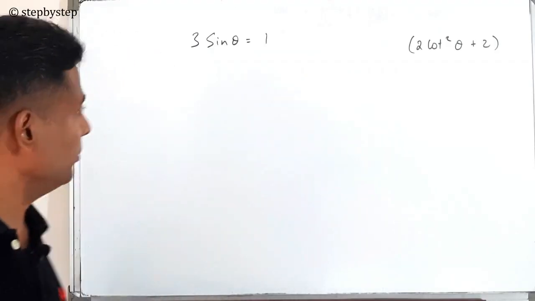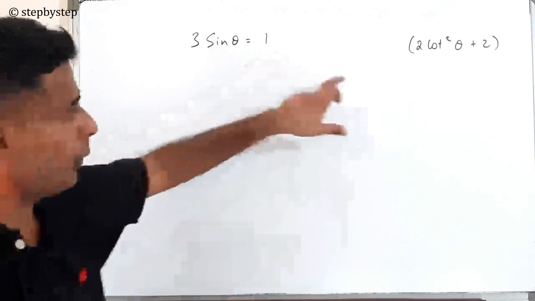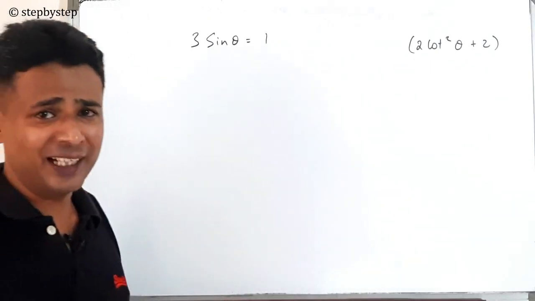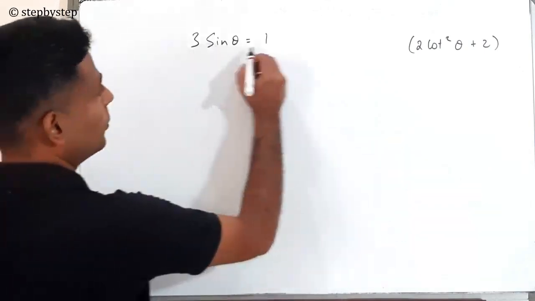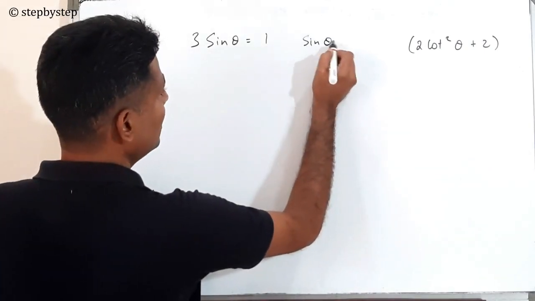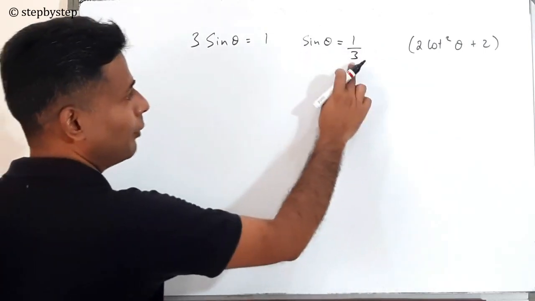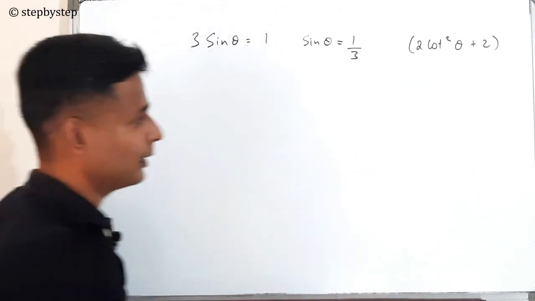Now the second problem, they are given 3 sin theta equal to 1 and they have asked you to find this. I hope you have been able to solve this because it's a very easy problem. What you need to do here is transpose the 3. So 3 when it comes here it becomes by 3. So now we have sin theta equal to 1 by 3, which means what?